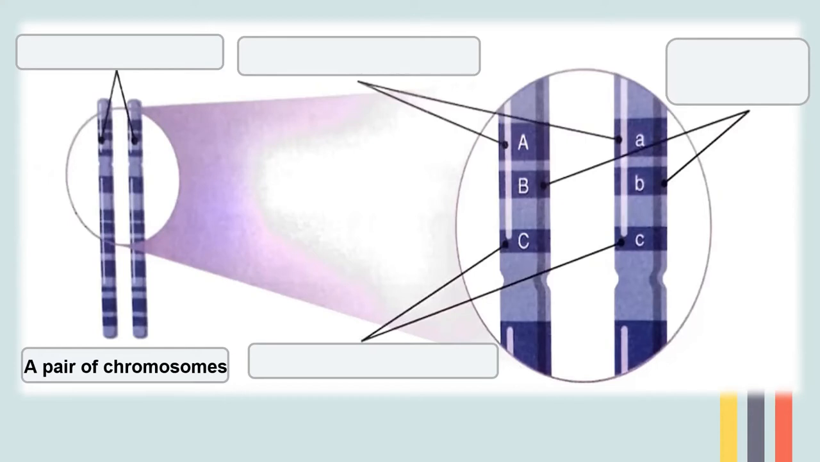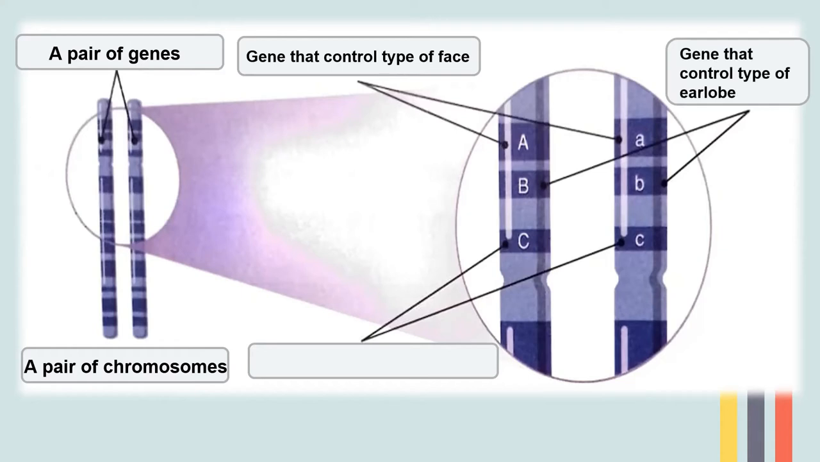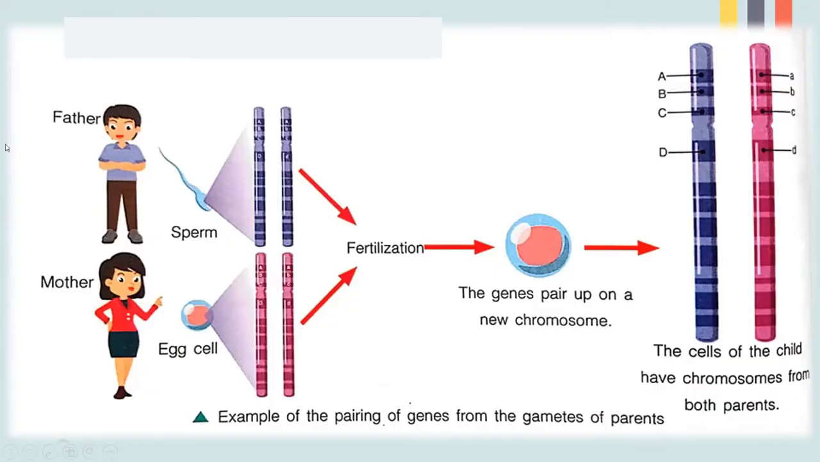Now, genes are located in specific places on specific chromosomes. Since there is a pair of chromosomes, there is also a pair of genes. Each pair of genes controls one trait of a human. For example, a gene that controls the type of face, a gene that controls the type of earlobe, and a gene that controls the type of hair. There are hundreds to thousands of genes in each chromosome, not only three, but hundreds and thousands of genes.